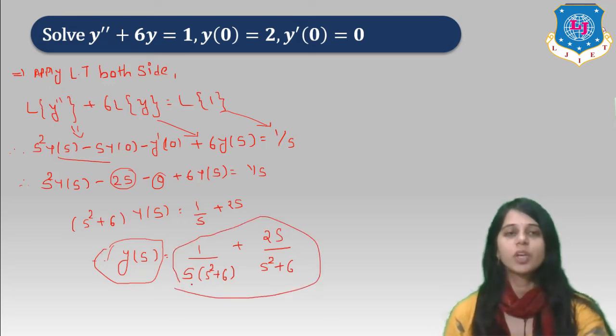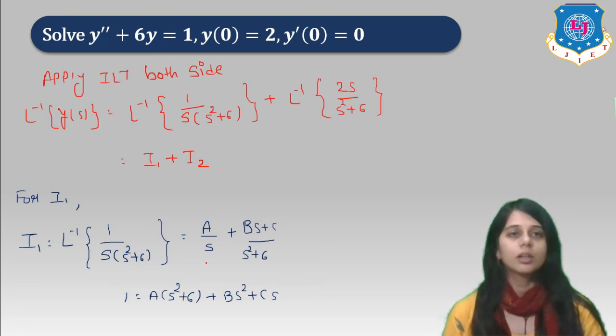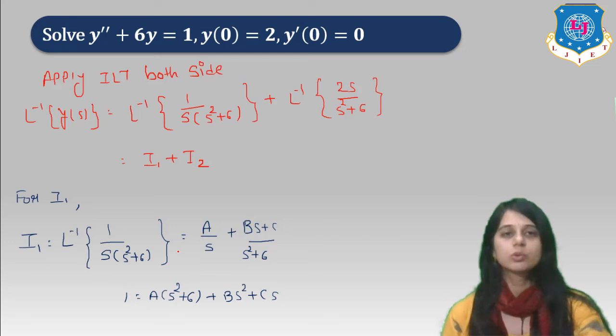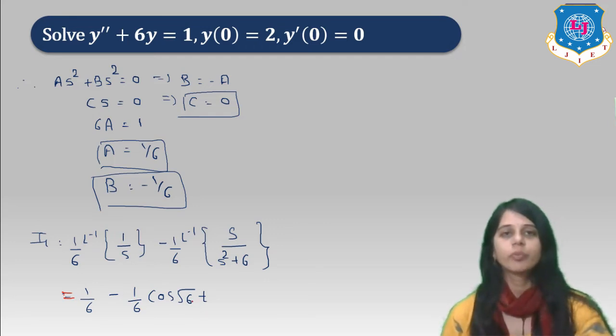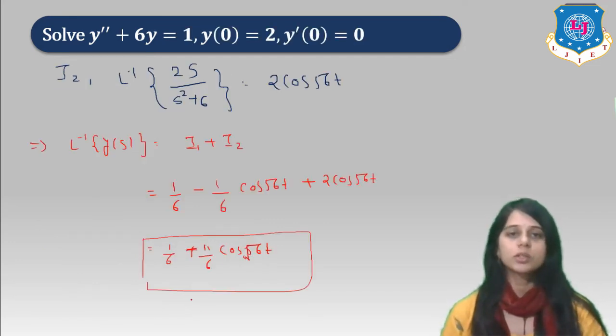After this step, we are taking inverse Laplace transform from both sides and find the inverse Laplace transform for the individual parts. We are taking here I1 plus I2. To solve I1, we get 1 upon 6 minus 1 upon 6 cos root 6t, and I2 is 2 cos root 6t. Put the value of I1 plus I2, we get the last answer of the example.